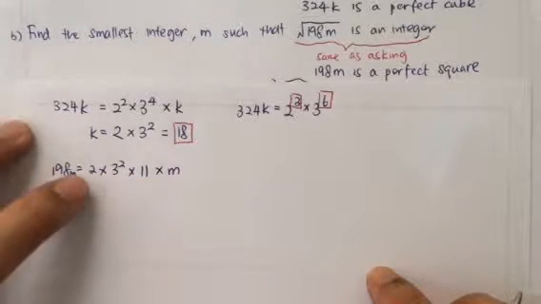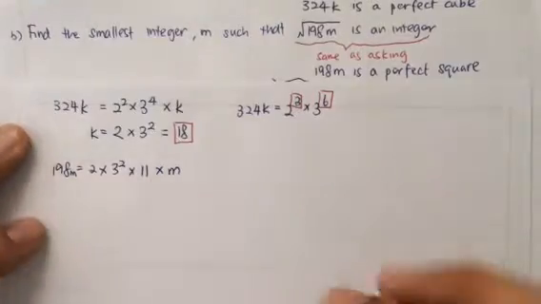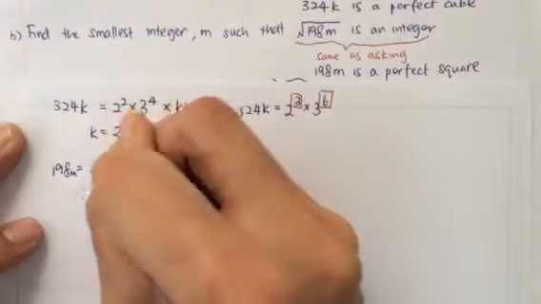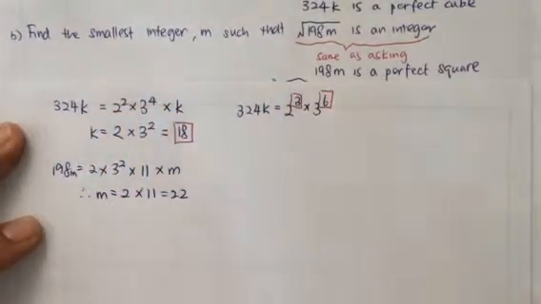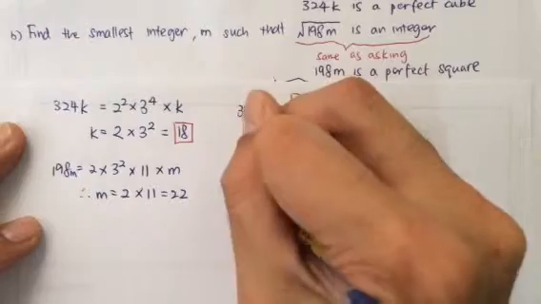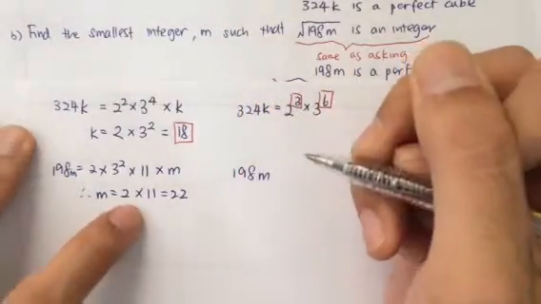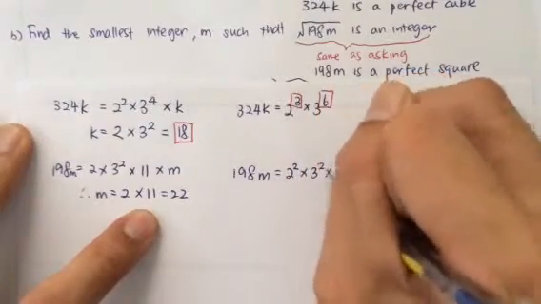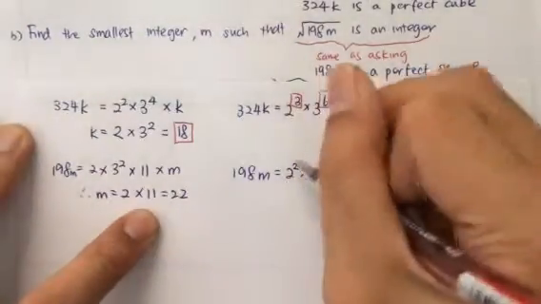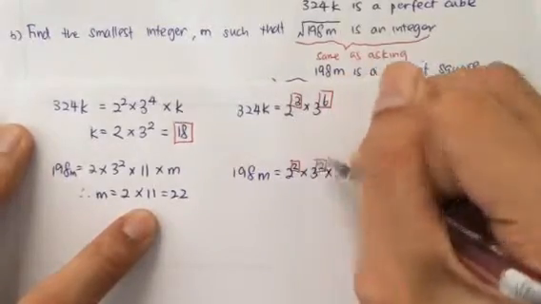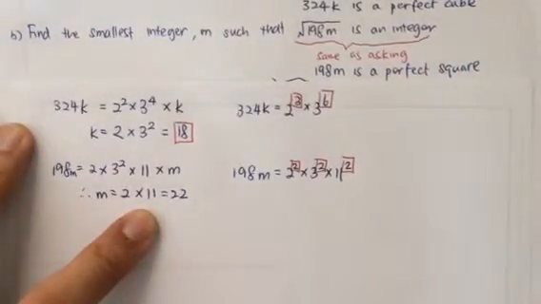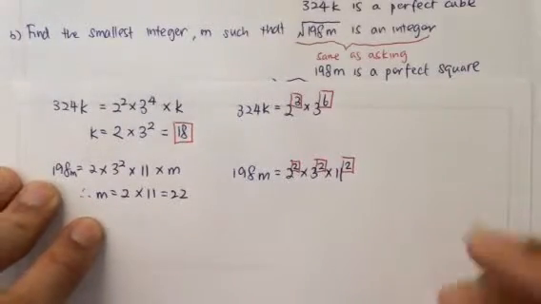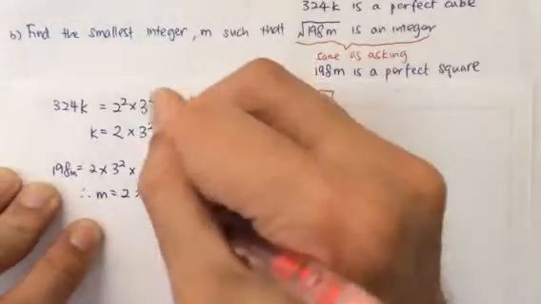So what we need is actually just 2 and 11. Therefore my m is actually 2 times 11, which will give me 22. You can double check by looking here that 198m, if m is 2 times 11, what you'll have will be 2 square times 3 square times 11 square. And all the powers of this prime factor are a multiple of 2. Therefore, the smallest integer that you can have such that 198m is a perfect square is 22.